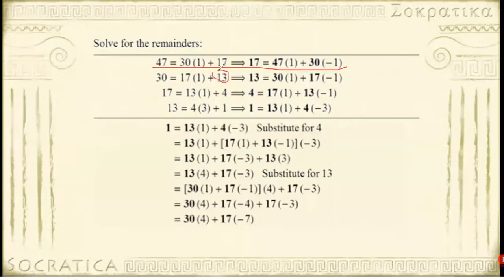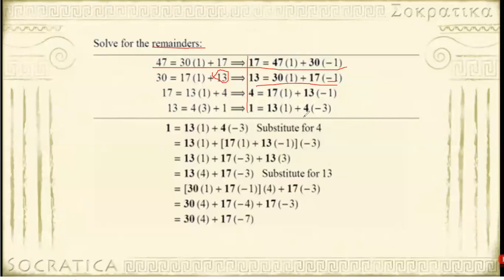So 13 we have taken at the left side. So 13 is equal to 30 into 1 plus 17 into minus 1, right? So we got the second equation. Again, the third one, 4 is equal to 17 into 1 plus 13 into minus 1, right? And similarly, for the fourth equation, 1 is equal to 13 into 1 plus 4 into minus 3. So we have separated out the remainders here.